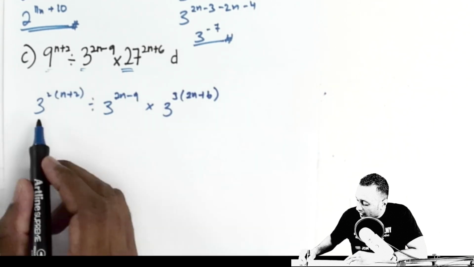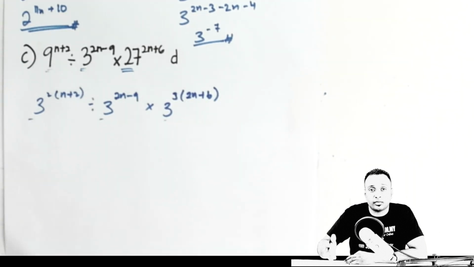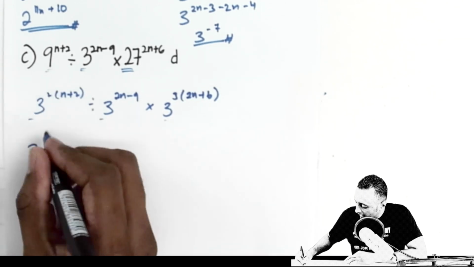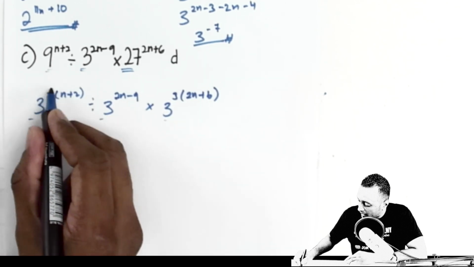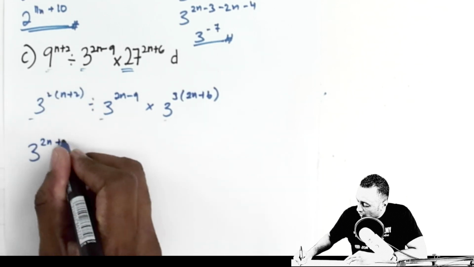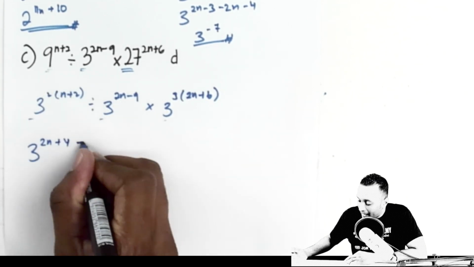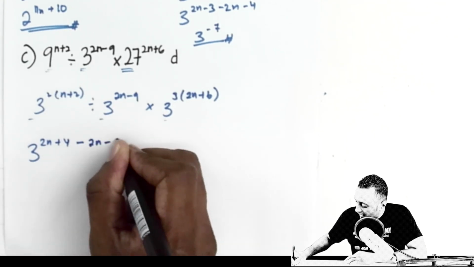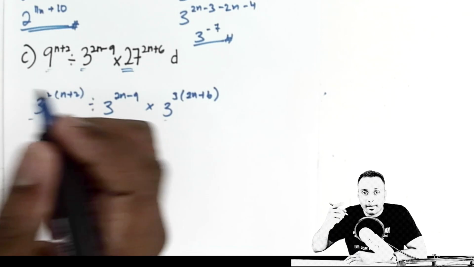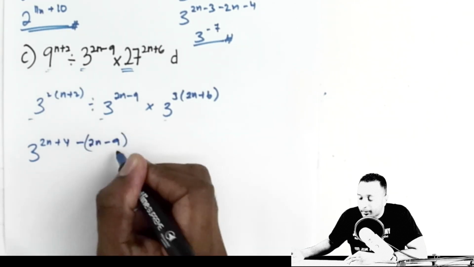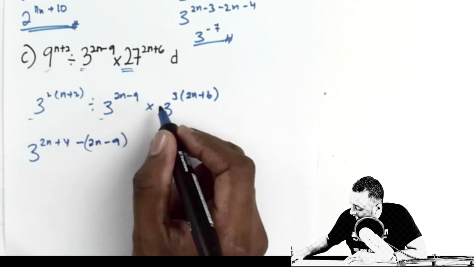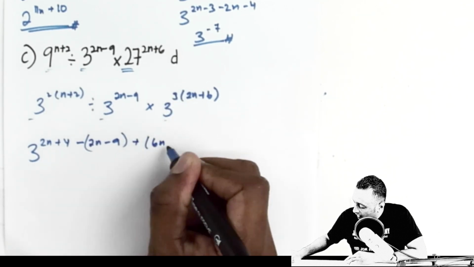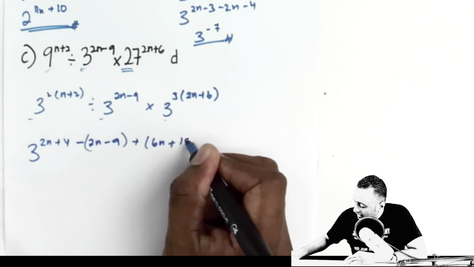Okay. So let's try to solve. Now we already have all the same base for 3 numbers here. So we can simplify this. What we can do? 2 times n is 2n. I just straight away write the answer. 2 times n is 2n, and 2 times 2 is 4. Divide means minus 2n minus 9. Is it correct? I made a mistake. We have to have a bracket over here. Don't forget a bracket. And then multiply means we plus 3 times 2n is 6n plus 3 times 6 is 18. That's what we get.